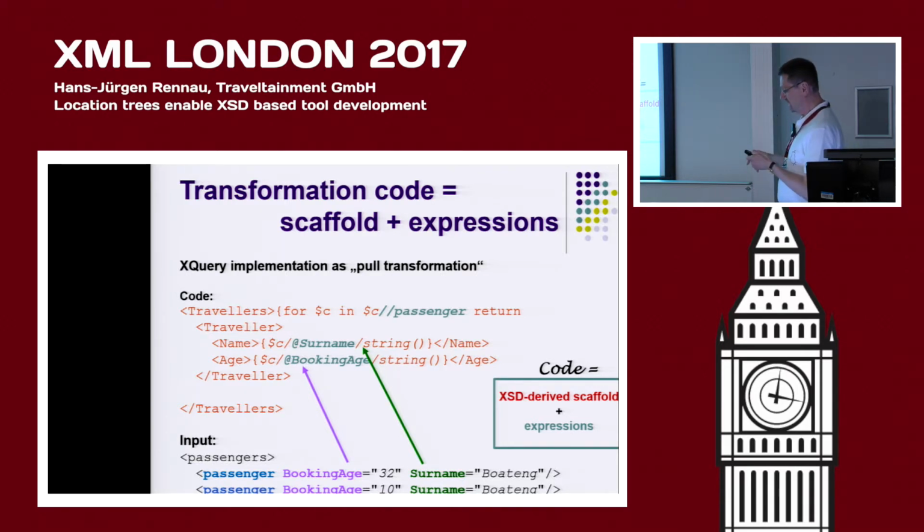XSD-derived means this scaffold of code, shown here in brown, is completely independent of the source document type. It's just determined by the target document type. And these expressions relate the individual items of the target document type to the source document type. And as these expressions relate these items to the source type, these expressions themselves might be regarded as metadata of these target items.